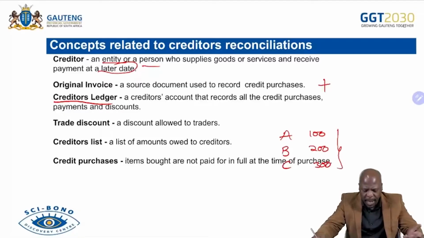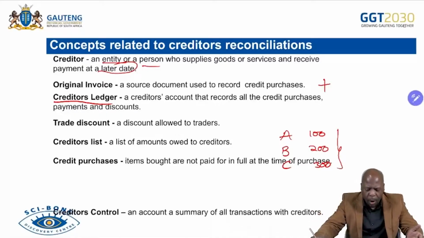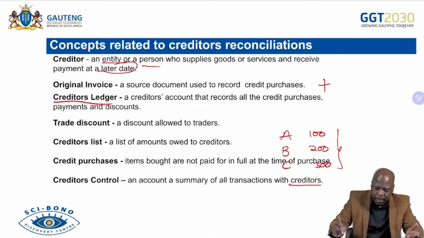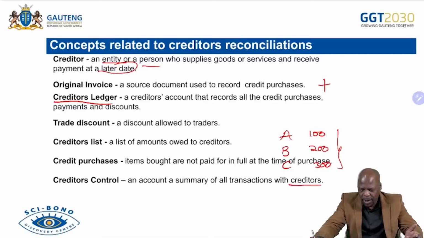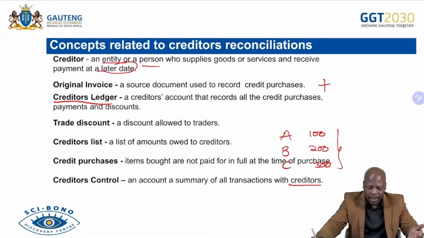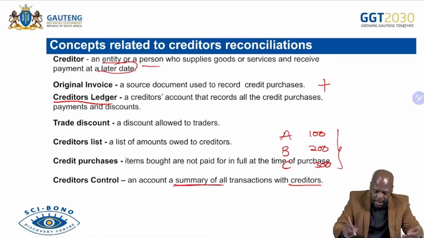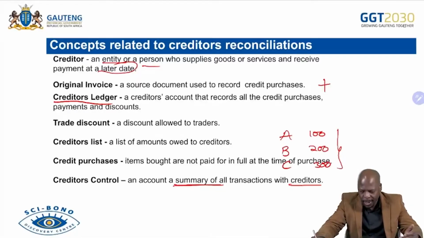Now, credit purchases, these are items bought but not paid for at the time of the purchase. We have already spoken to this. And the creditors control now, it is an account, a summary of all transactions with creditors. You would remember there used to be a question, even in your grade 10, and now that you're in grade 12, you would remember this: why the balance of the creditors control should be the same as that of the creditors list. It is because the creditors control is a summary of all transactions with creditors.